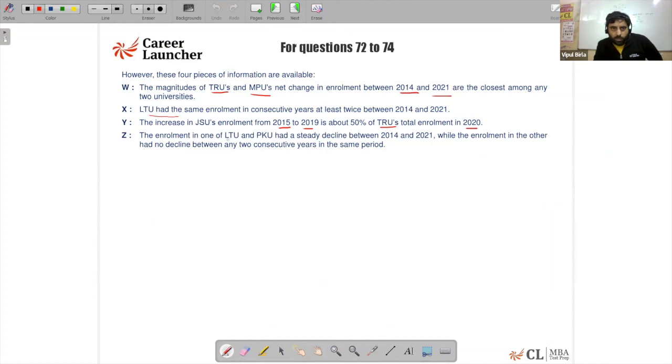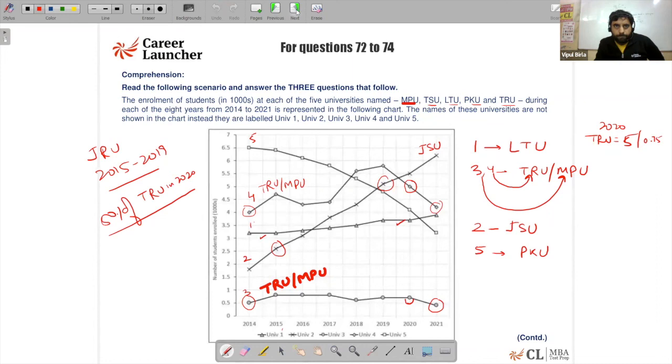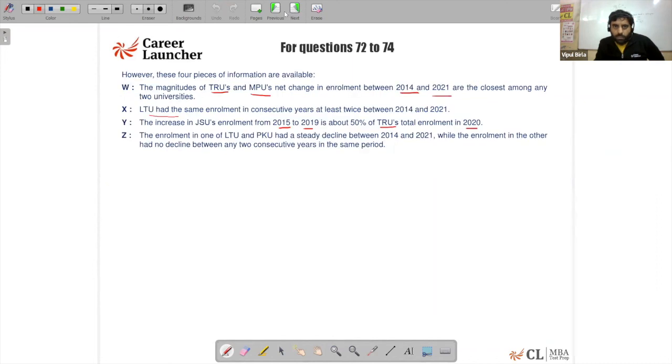The enrollment in one of the LTU and PKU had steady decline between 14 and 21, while the enrollment in the other had no decline in any two consecutive years in the same period. Okay. So eventually I'm able to get the answer, but even without this statement, I can say that one of LTU and PKU has a steady decline, while the other has a steady increase. Okay.